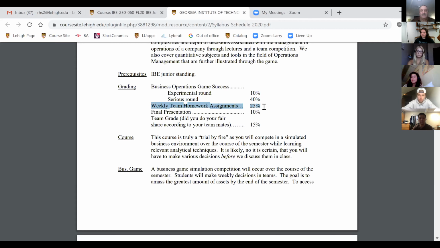Here's the homework is worth 25%. The last week we'll have final presentations from each group, and that'll be 10%. And then we'll collect some data on this to see if anyone was a slacker, and that will come into it as well.